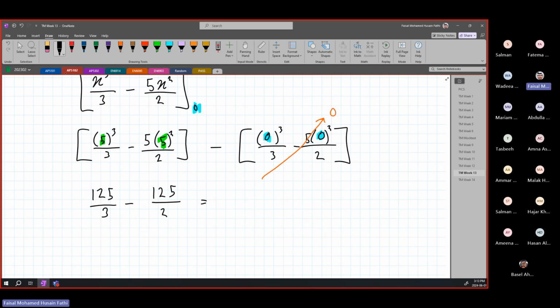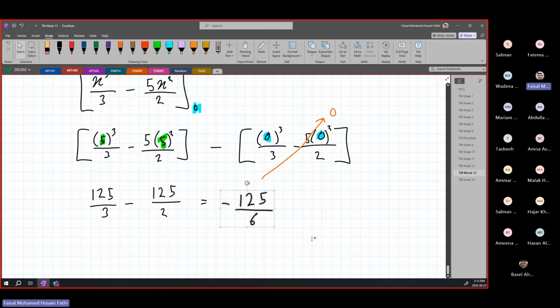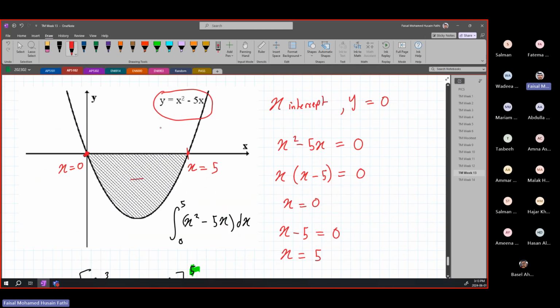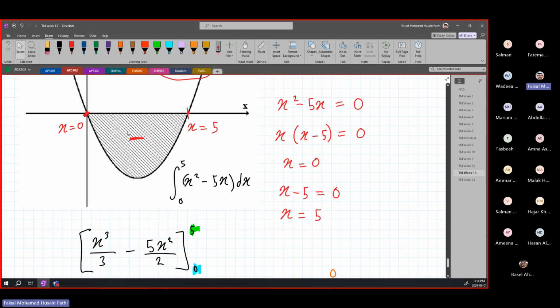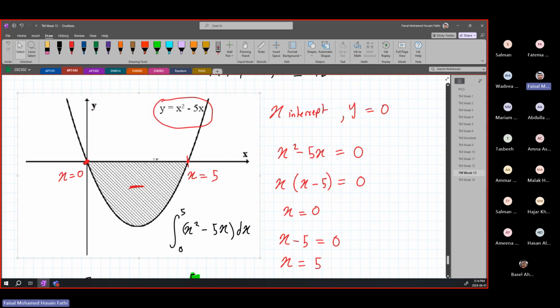And this is going to be equal to 125 over 3 minus 125 over 2. You're going to notice you get a negative answer, which is minus 125 over 6. The reason you get a negative value, don't get confused, I explained this already. It's because the area is underneath the x-axis. It is going below the x-axis. That is why it is a negative area. So the actual area is 125 over 6. The minus sign is just showing the location of the area, whether it's under or above the axis.